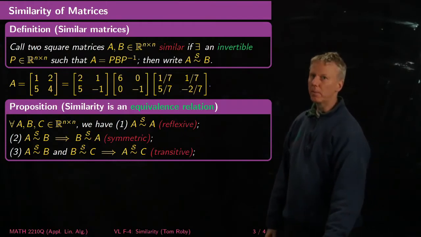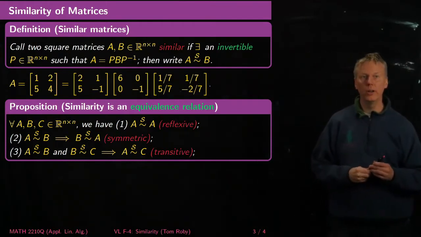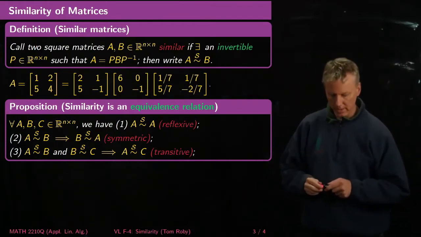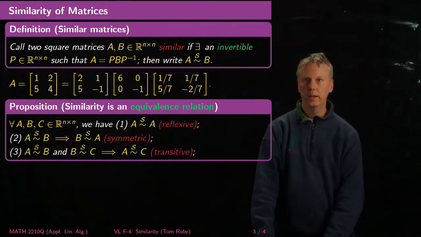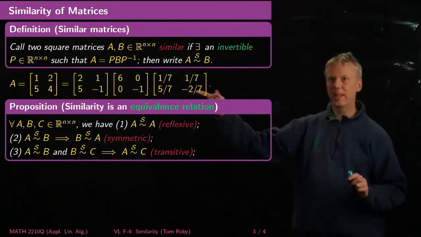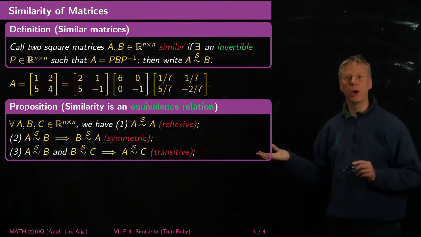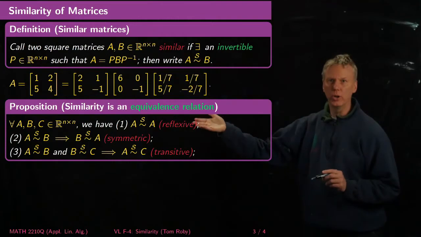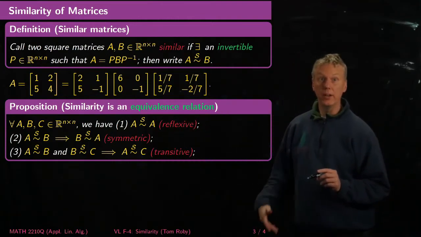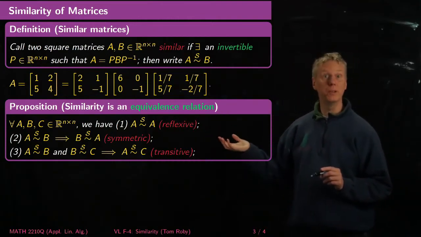But here's a basic proposition of the kind that if you go on in mathematics, you'll see all the time, which is that similarity has the property of being what's called an equivalence relation. And you know lots of things that have this property. The three properties have names. They're called reflexive, symmetric, and transitive. And they all seem so natural that you might not have noticed them before.